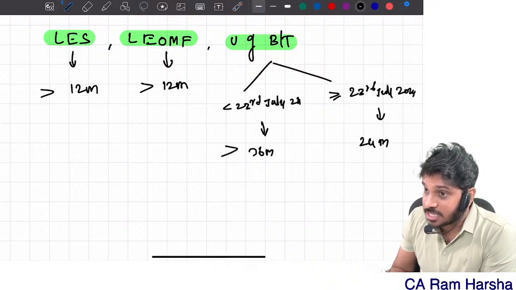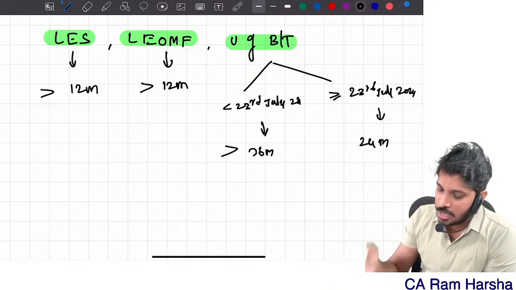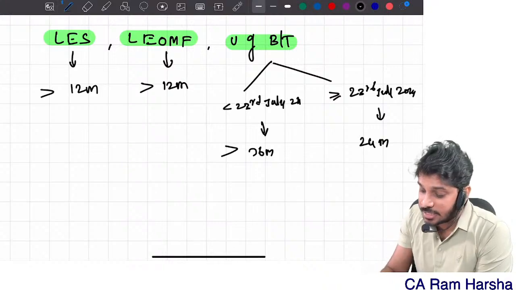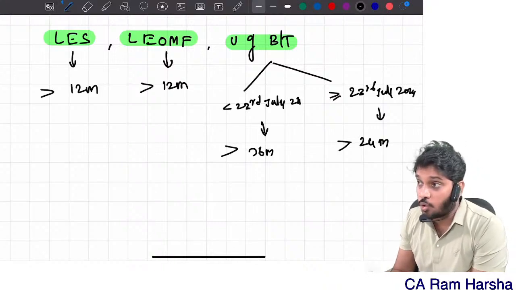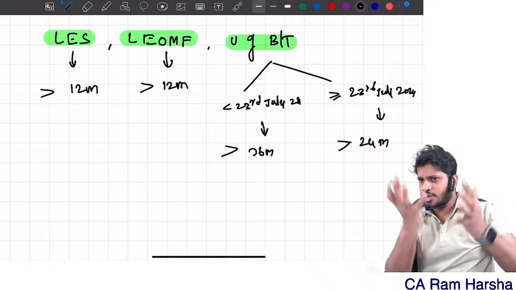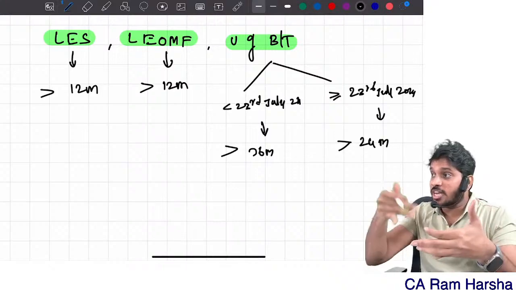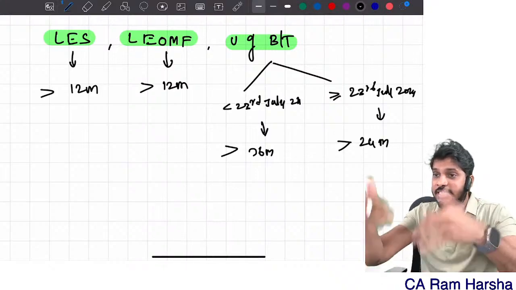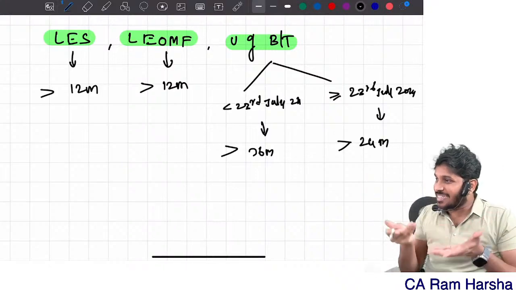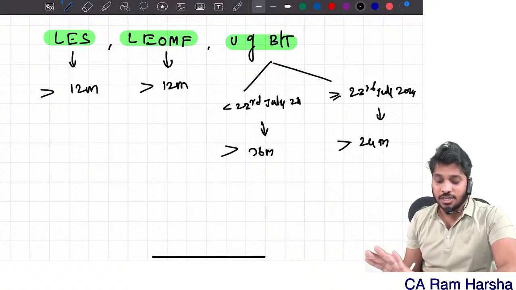Suppose I sold units of business trust before the amendment. That time the holding period must be more than 36 months. If I sold after the amendment, the holding period must be more than 24 months. Sir, what is the holding period? From which date you got the asset, to which date you are selling it. If the gap is more than 12, 24 or 36, then it's long term. If the gap is less than or equal to 12, 24 or 36, then it is short term.